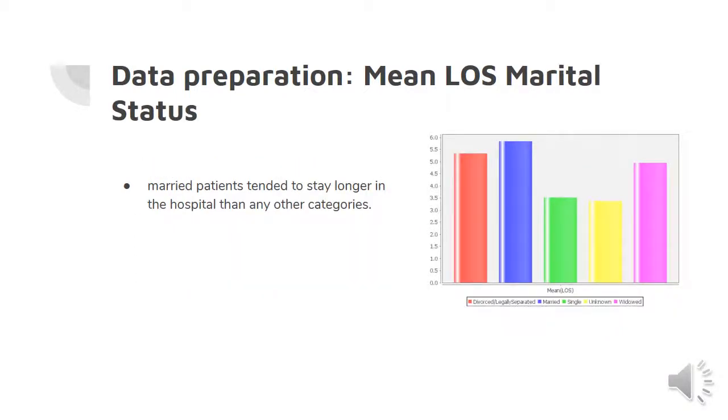The next visualization that we did was the mean LOS for marital status. Looking at the bar chart depicted here, it appears that married patients have the highest mean LOS at about 5.5 to 5.7 days, while single patients have the lowest LOS at about 3 to 3.5 days.